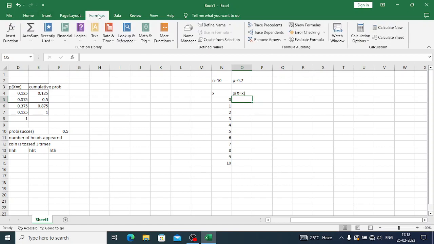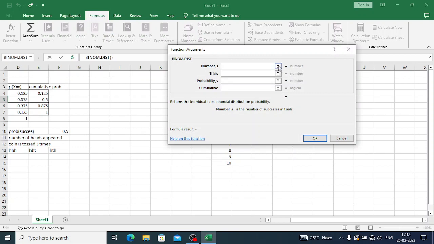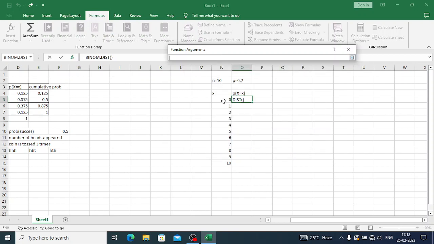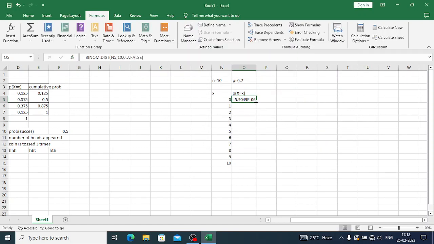So go for formulas, then insert function, statistical function and binomial distribution. Fine. Then number of S. How many S are there? Either cell value or put down the actual value. Number of trials are 10. Probability of success is 0.7. Cumulative, the first one I don't want, so it will be put as false. So this is going to be your probability distribution.